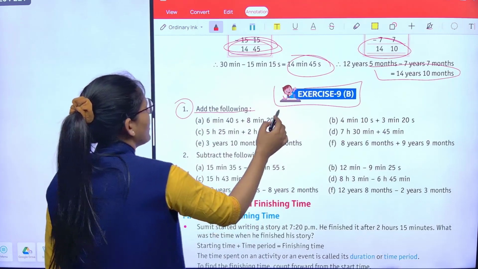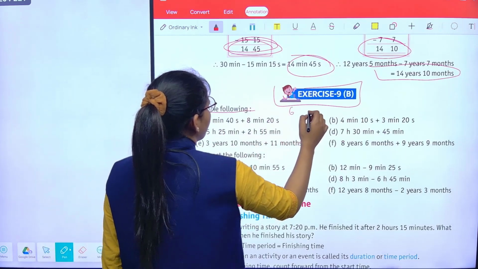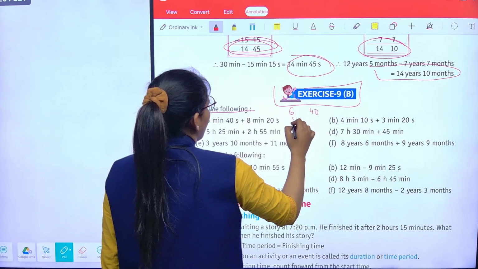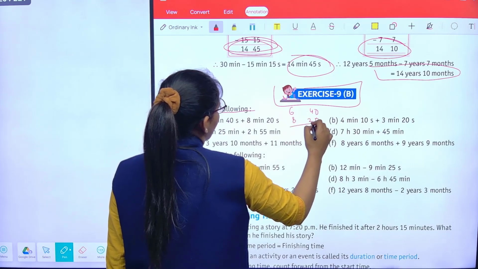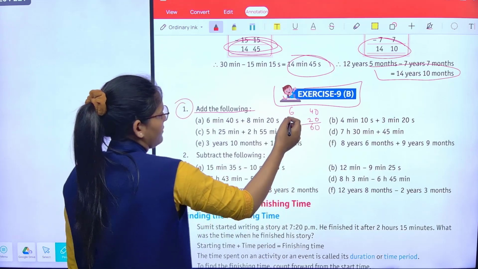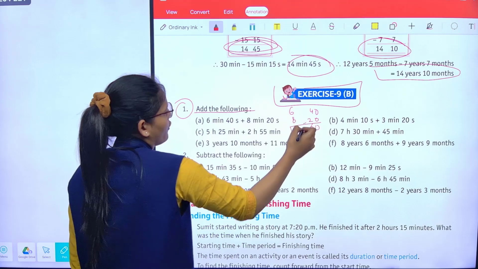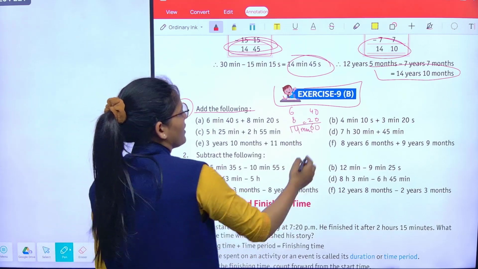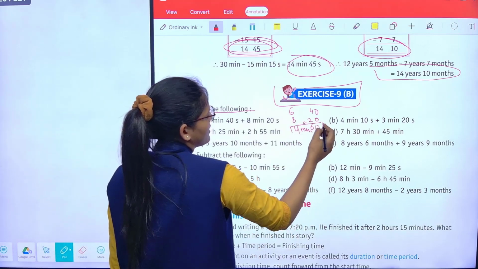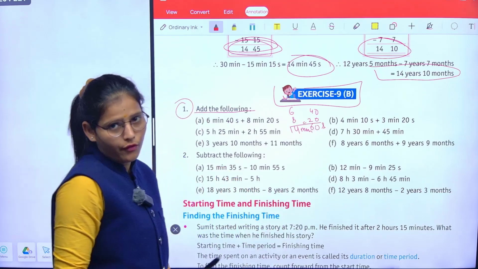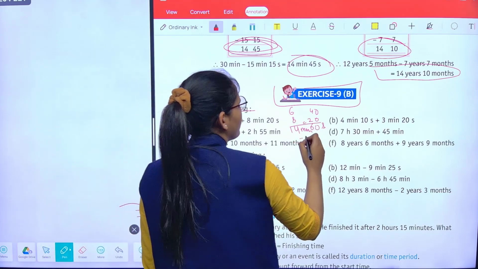Come on, exercise 9B, question number 1. Add the following. Now class, 6 minutes 40 seconds, 8 minutes 20 seconds. Now class, 60. Now class, 14 minutes 60 seconds. Now class, 60 seconds means 1 minute. So हम यहाँ पर 15 minutes भी.